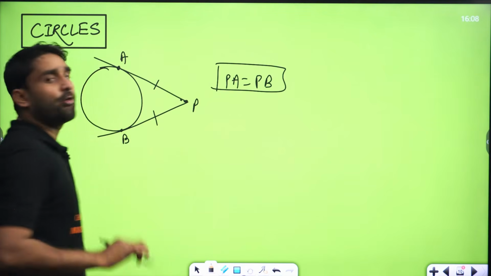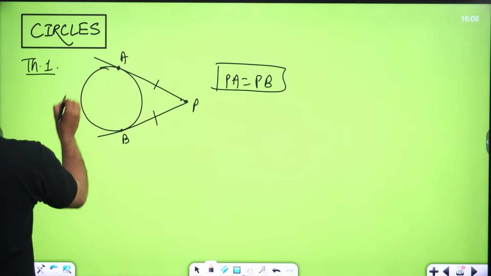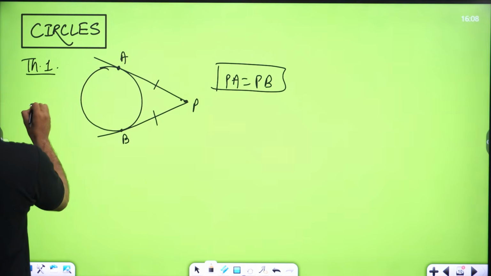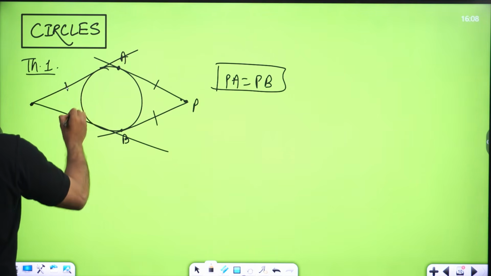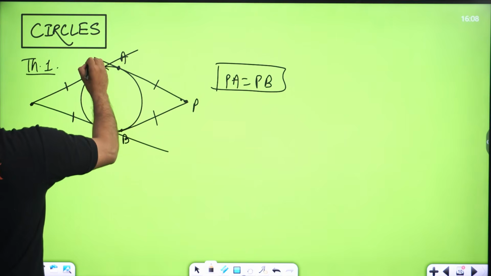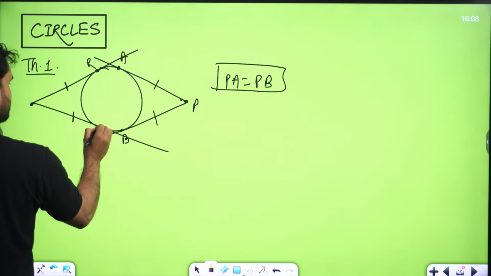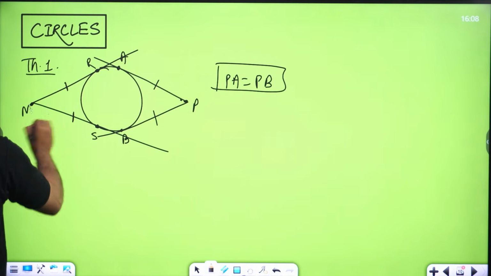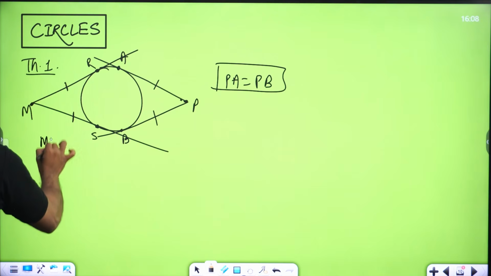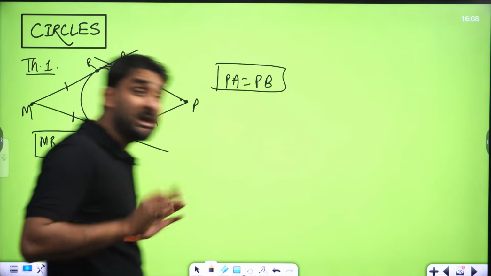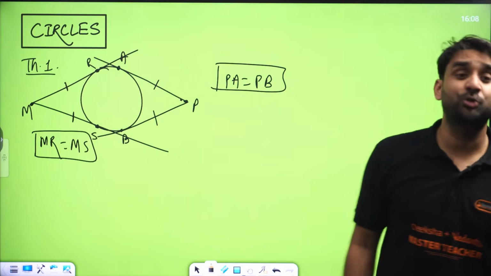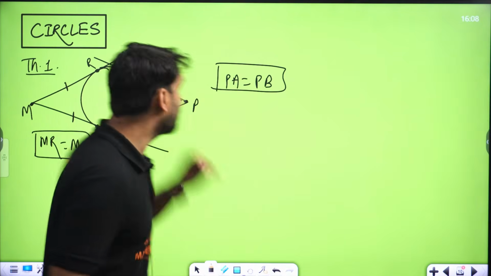The tangents drawn from any exterior point, if I draw tangents from this point, both the tangents will be equal. This point of contact is R, and this point of contact is S, and this is M. So MR will be equal to MS. This is a very important theorem, my dear: the tangents drawn from any exterior point to the circle are equal.